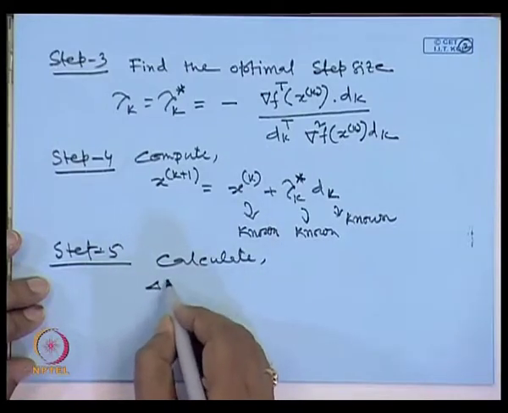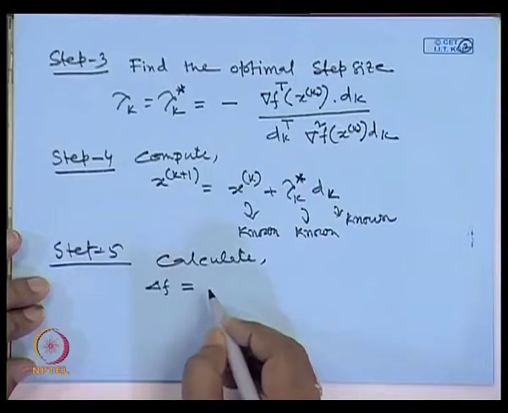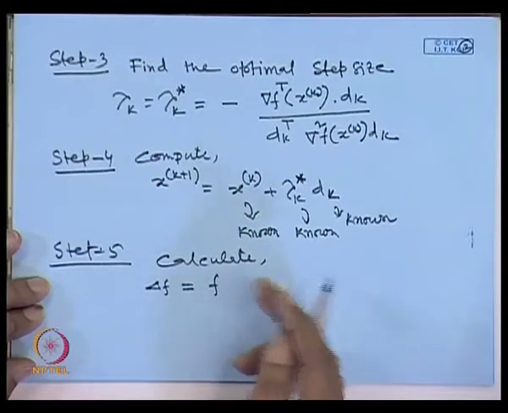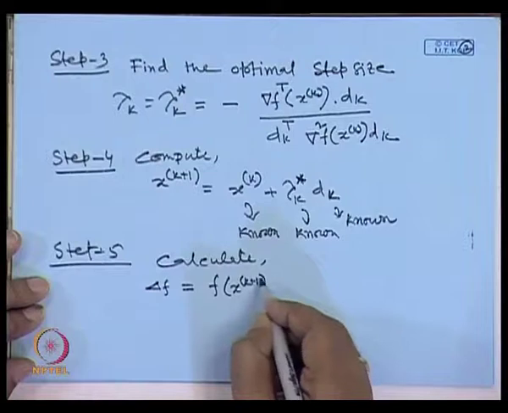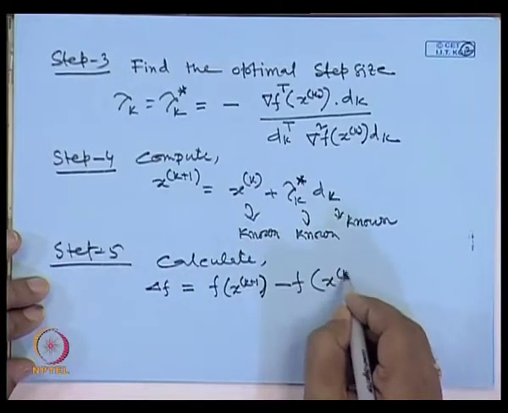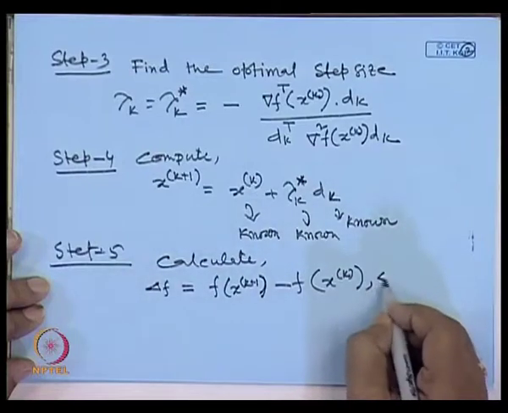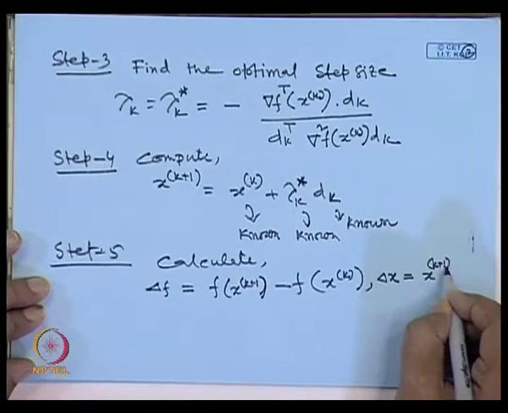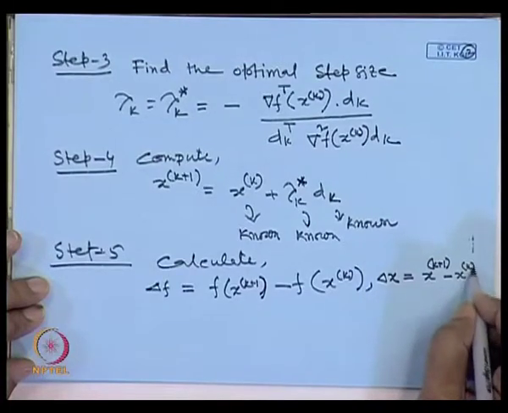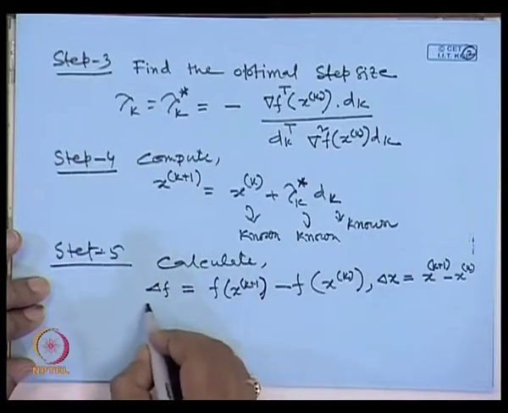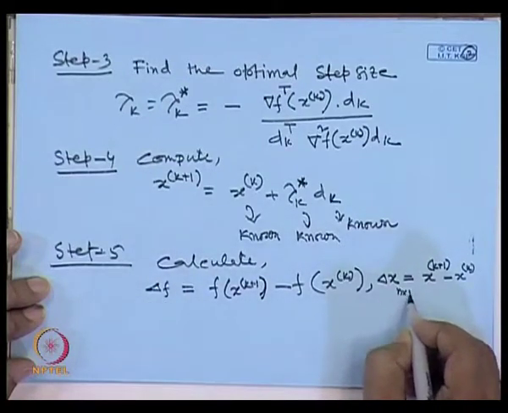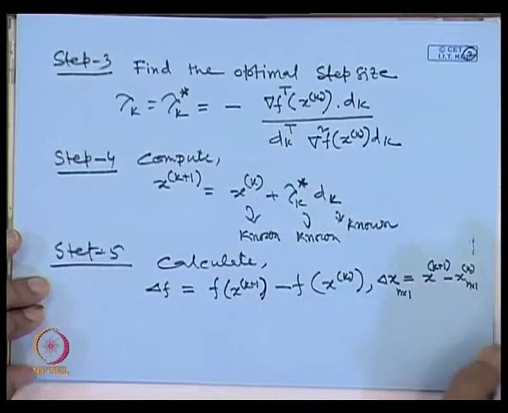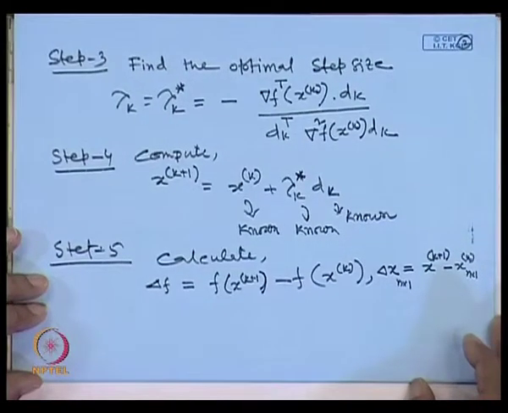calculate delta f. Mind it, I am writing delta f. Delta f was the change in function value, that is, the function value at k plus 1th iteration minus the function value at kth iteration. So, it is f of x superscript k plus 1 minus f of x superscript k. So, this is delta f. Also calculate delta x, that is, the value of the decision variables at k plus 1th instant minus x superscript k, the kth instant. So, this is delta x. The first is a scalar quantity as you know, and this is a vector n cross 1, because we have n decision variables x 1, x 2, up to x n.